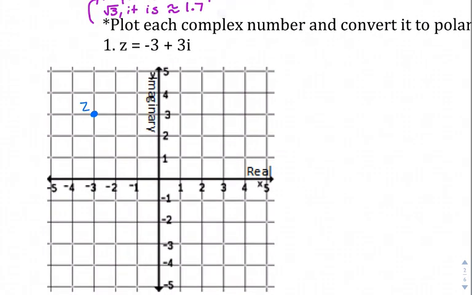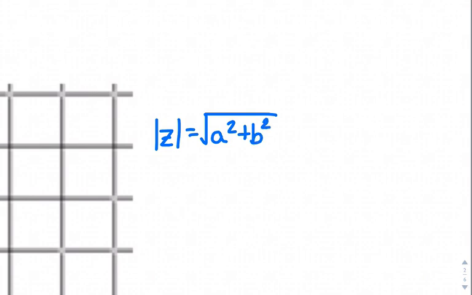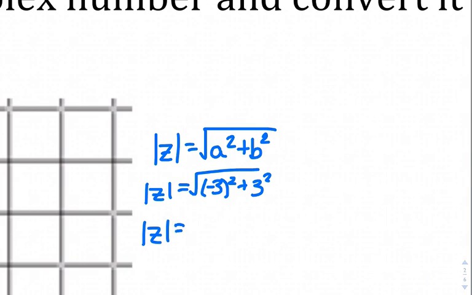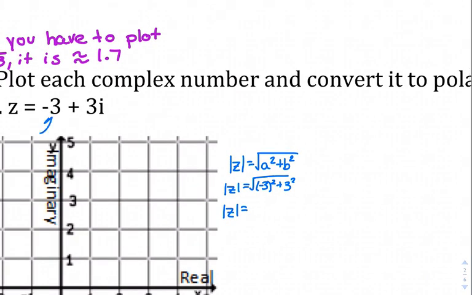Now to convert it to polar form, I need 2 things. I need the absolute value of z and I need to know theta. So first, absolute value of z. This is a formula you had to memorize. So it's the square root of a squared plus b squared. What we do is we plug in our a, which was -3. We plug in our b, which was just 3. And then we simplify. So in case you don't know where I got those numbers from, remember this is a and this is b.